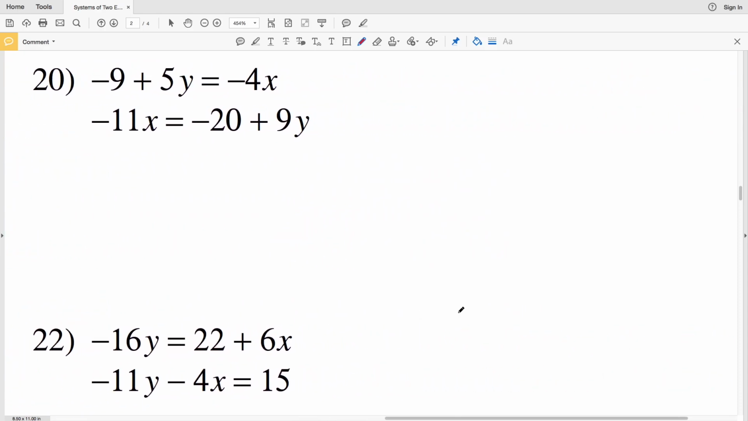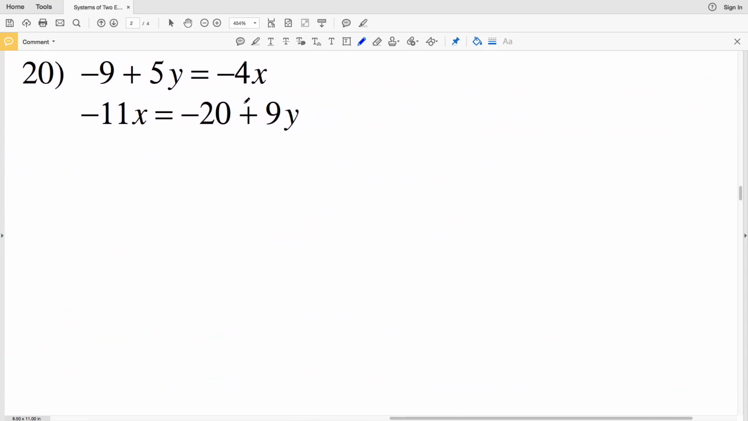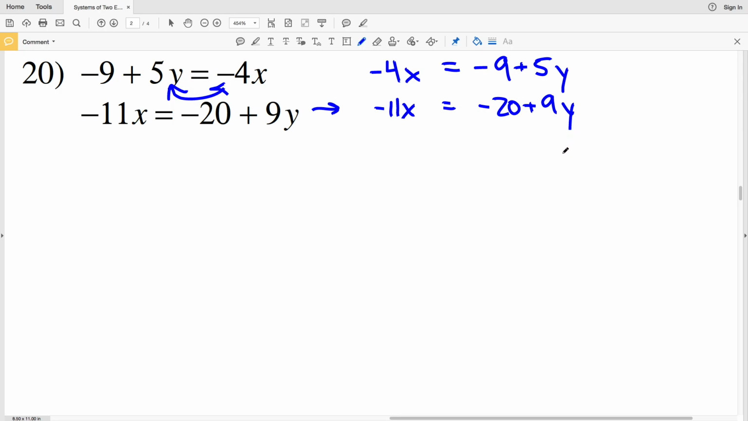Now on to number 20. In number 20, it may look as though I'm not in the same form. However, I have a constant plus y equal to some x value, and in the second equation, I have a constant and y equal to some x value. So all I have to do is switch one of these equations. Let's go ahead and flip this top. So I'll have negative 4x equal to negative 9 plus 5y. And rewriting my bottom equation, negative 11x equals negative 20 plus 9y.